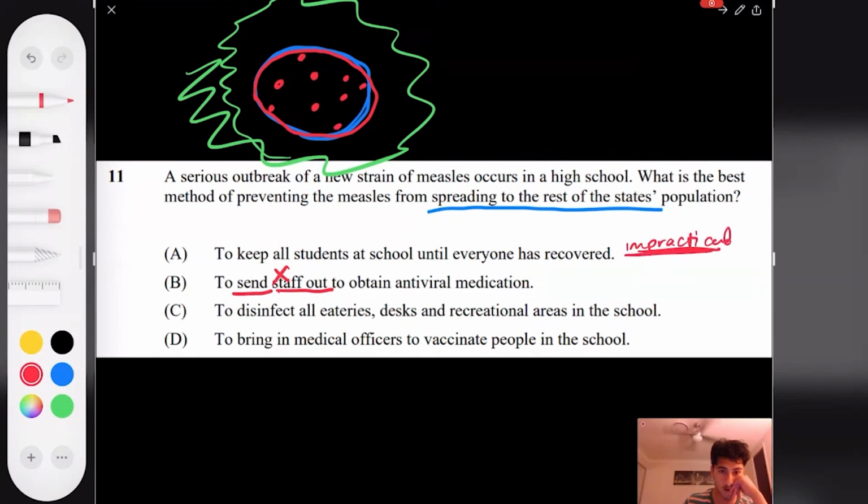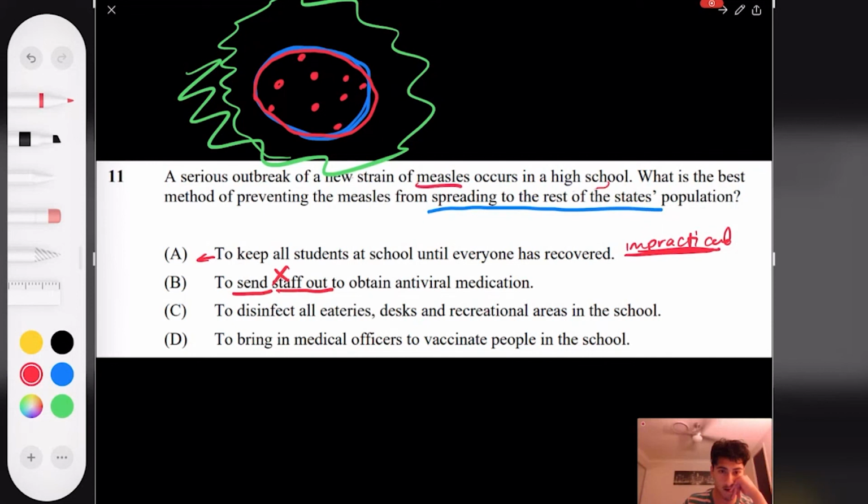It could be faulty too, because it's to stay at home, right? To keep them at school. But think about this. Only some people have been infected. Imagine keeping everyone at school, and now the uninfected people have to be exposed as well, with the infected people. So do you see the issues with A? But we have to keep moving on. So I say B is definitely not right because we are not letting people move out to unaffected areas, right? Okay. C, to disinfect all eateries.